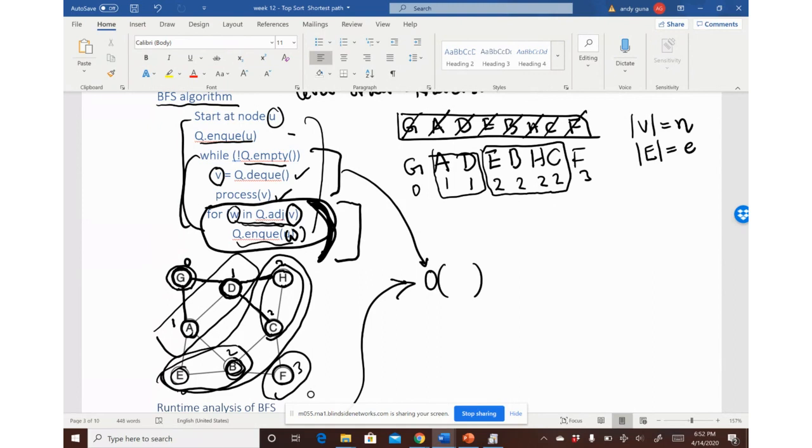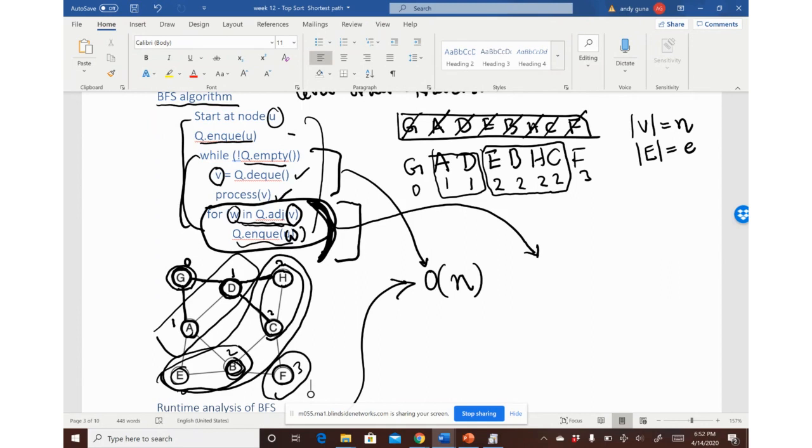Yeah, so that's correct. It's going to run n times because we are processing each node exactly once. So it's going to be big O of n. If you look at this, that's a for loop, and it says for W in adjacency Q. Each of these for loops runs inside the big loop. But there's an interesting observation you have to make here.